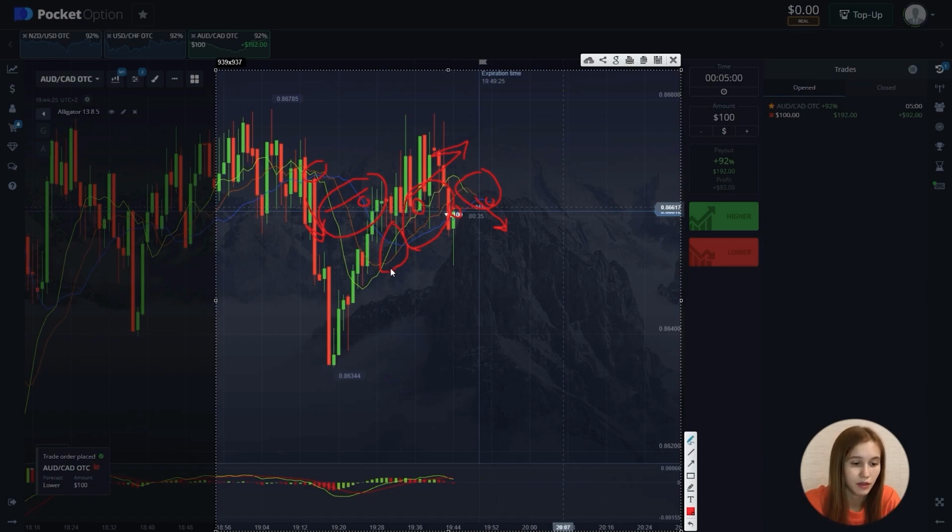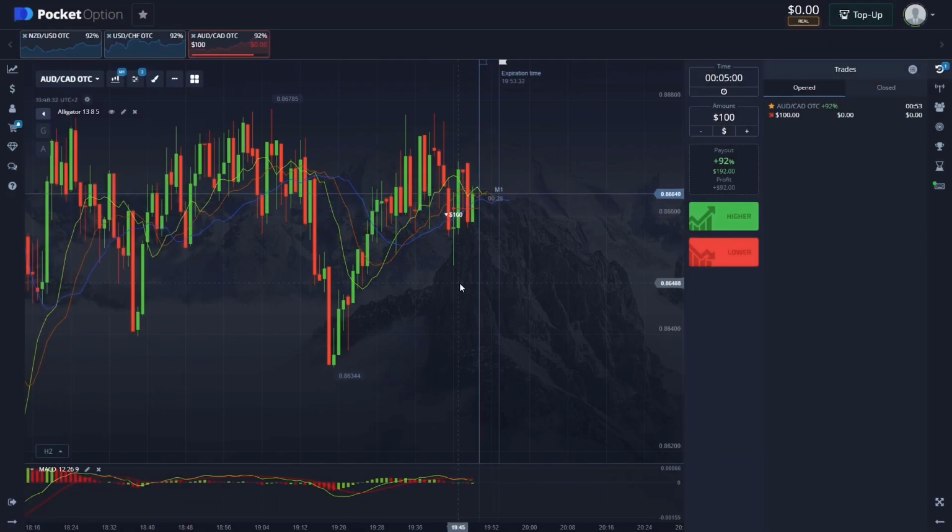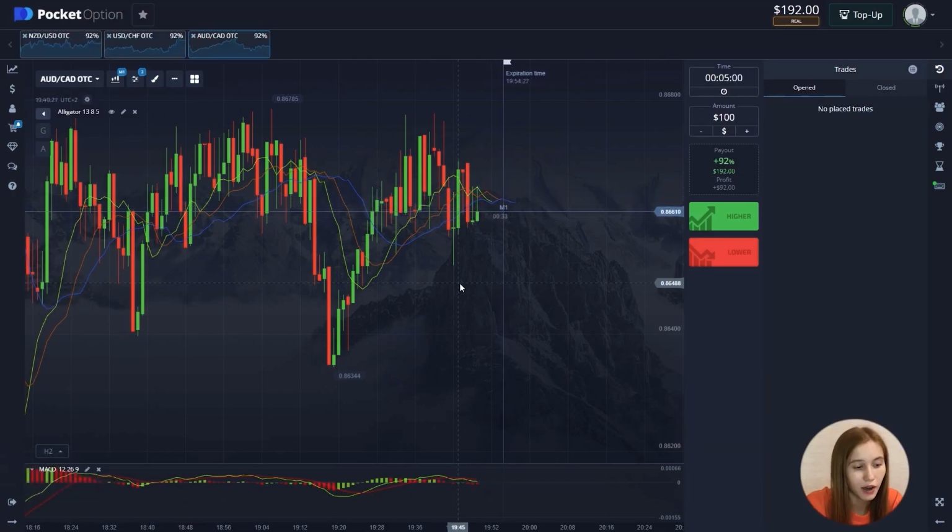And now we are waiting for the completion of our deal. So good, our first trade today closing positive. Good, profit is $92. We'll move on to the next concept.